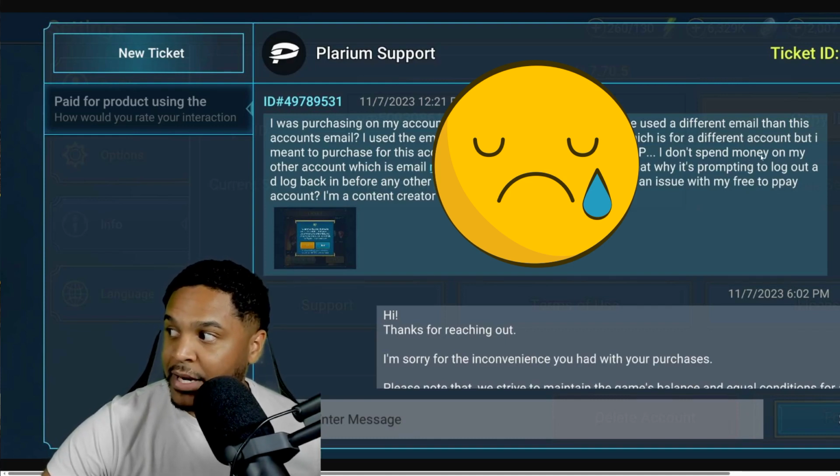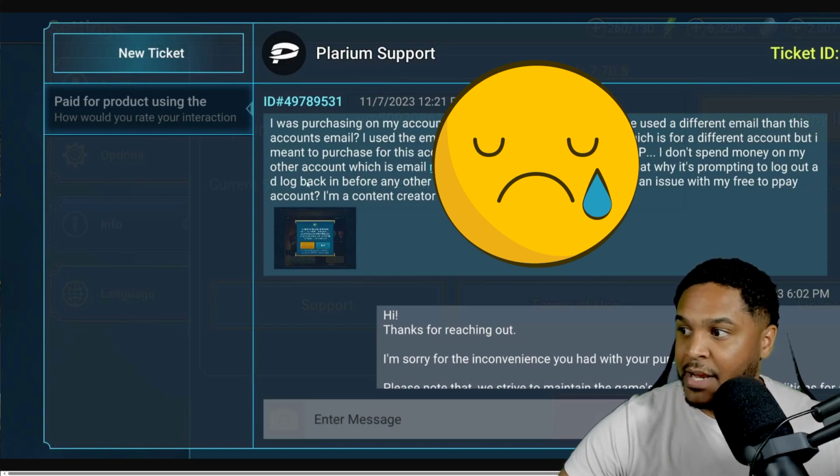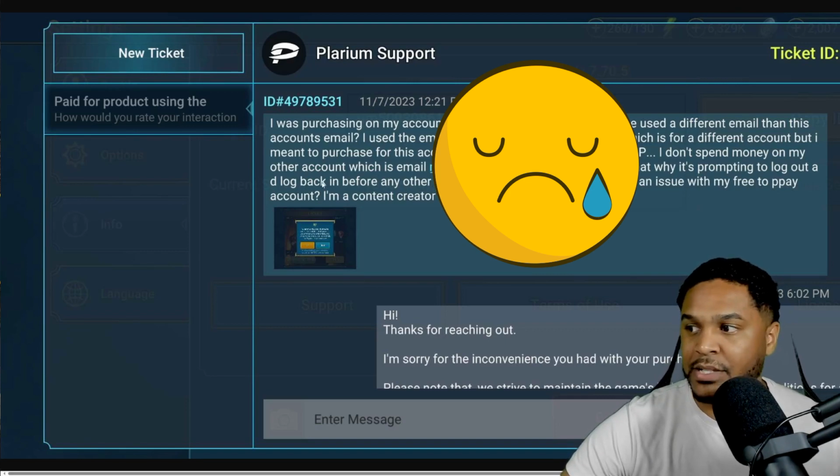I don't spend money. Let me move myself over here, by the way. I don't spend money on my other account, which is email. That's my free to play account. Was that why it's prompting to log out and log back in before any purchases? So it's saying to log out before making any purchases on this account or something like that. I hope this doesn't cause any issues with my free to play account. I'm a content creator for Raid Shadow Legends.